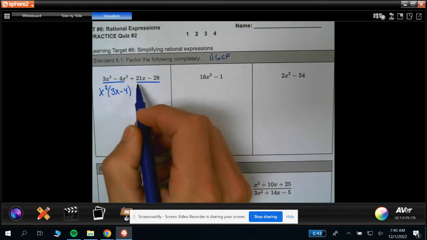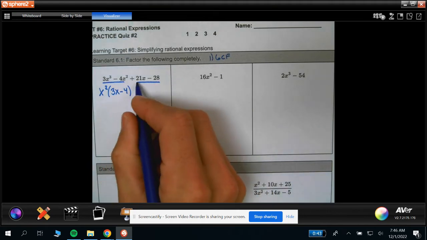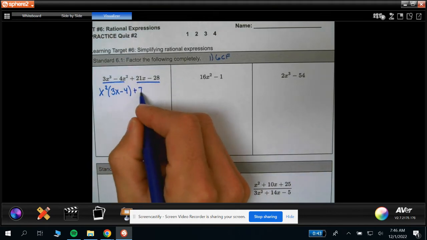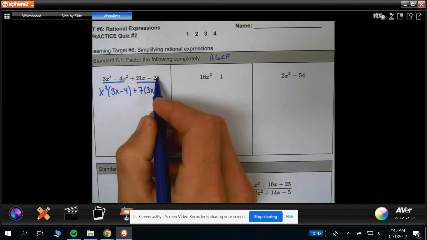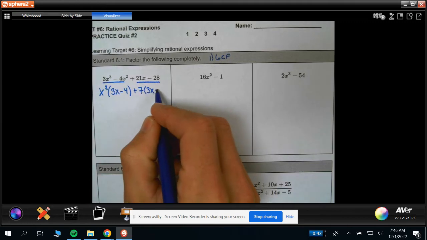Next, I look at my second group here. What's the greatest common factor of 21x and negative 28? I think that's 7. So I'm going to factor out a 7, which means 7 times 3x is 21x. Negative 28 divided by 7 is minus 4.